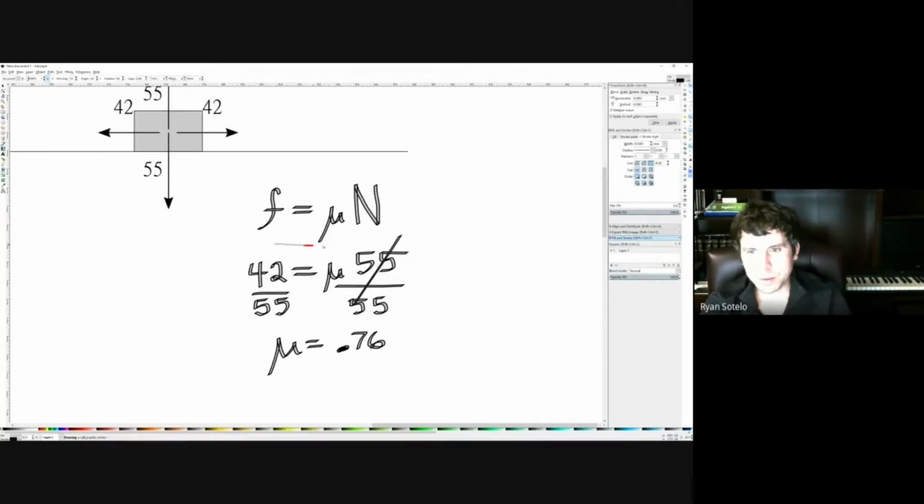All from this equation. This is going to work for static and kinetic. What exactly it means is just different in those two cases. In the kinetic, it does give you the force of friction. In the static, it just tells you the max friction that the thing can take. All right, so that's the first one.